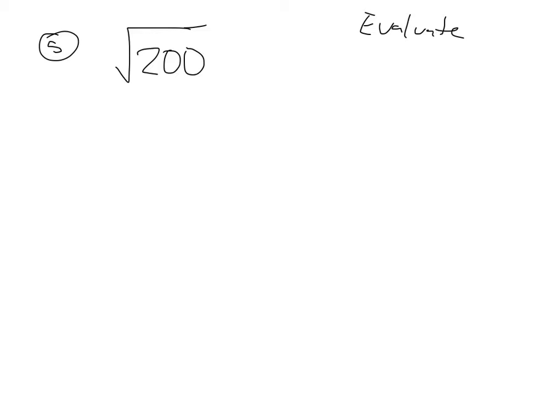And they say, evaluate and leave your answer in square root form. Okay. Well, let's see. 200. Is it a perfect square? Let's see. 10 times 10 is 100. So 20 times 20 must be 200, right? Wrong. 20 times 20 is 400. So that's not going to work.